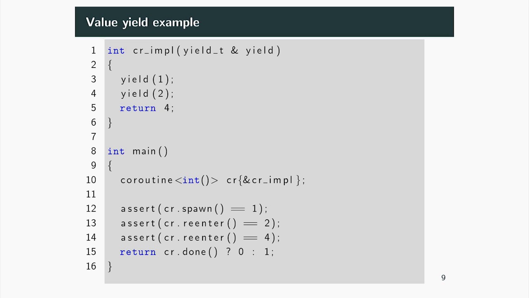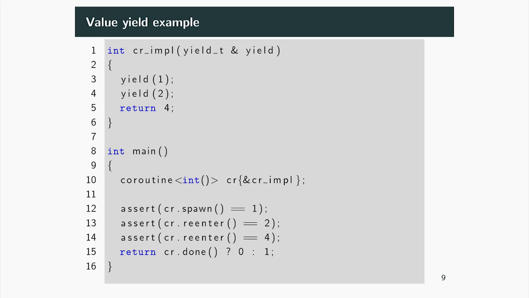So when we spawn, we enter the coroutine, go into line 3, into the yield, and return from spawn with the 1. Once we re-enter, we start in line 3, go into line 4, yield the 2, and get the 2 back in line 13, and we do that one last time. At this point it returns, we get the return value back in line 14, and then we know the coroutine is done, because we return from the implementation function. All right.